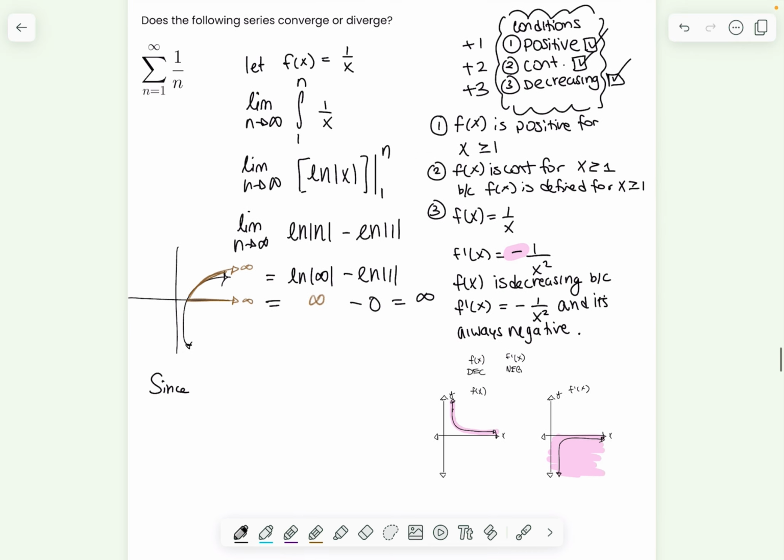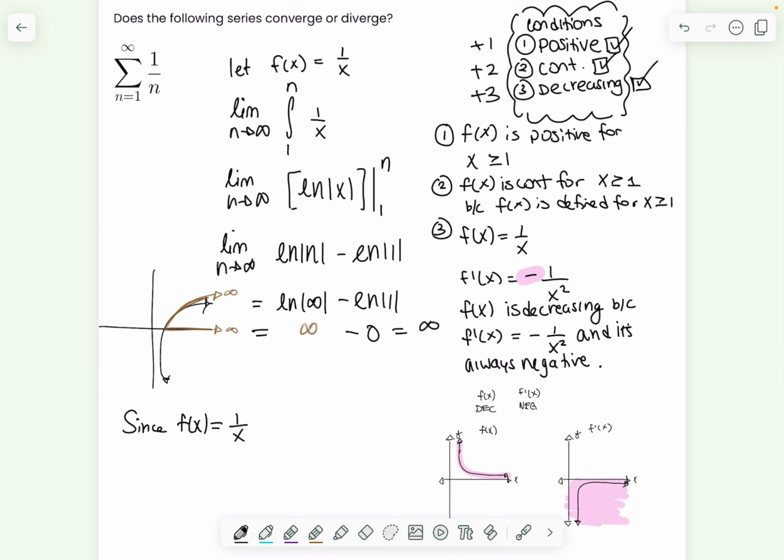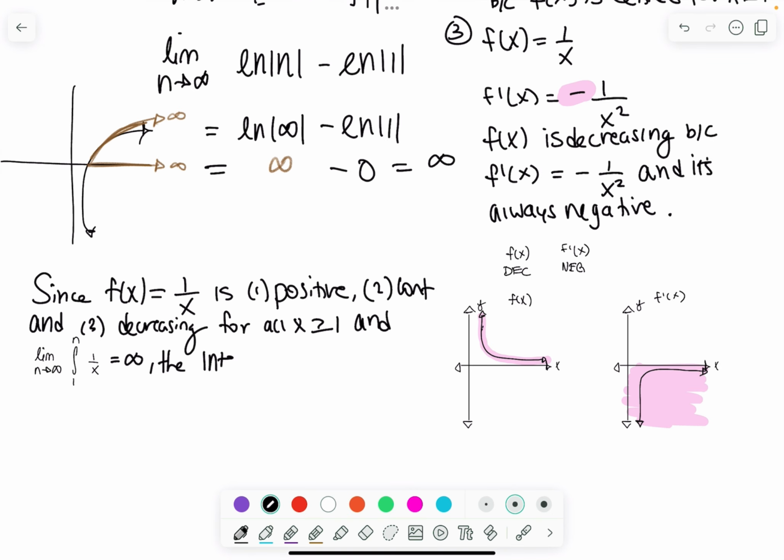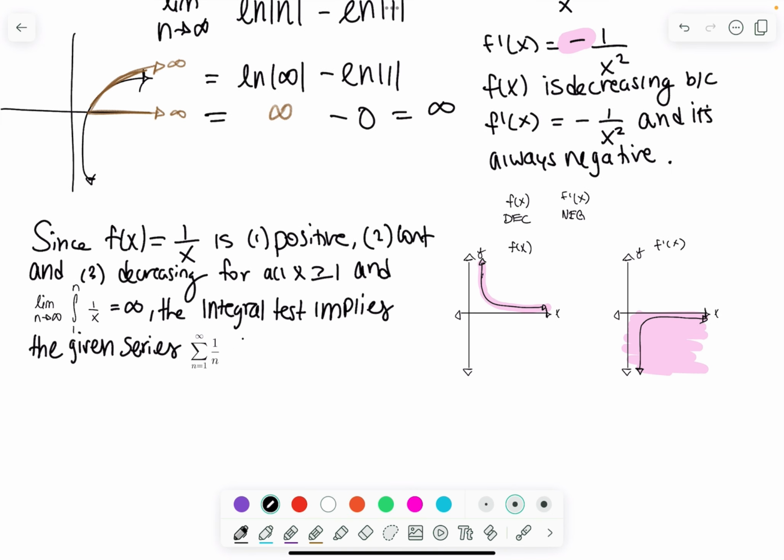For a conclusion, we say since, and then we mention all of our conditions. F of x is equal to 1 over x is positive, continuous, and decreasing for all x greater than or equal to 1, and then you write the limit is equal to infinity. The integral test implies the given series diverges.